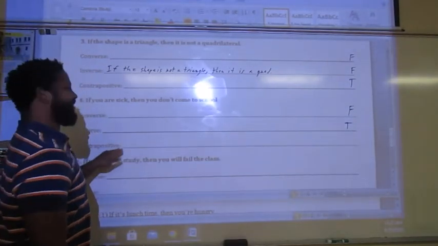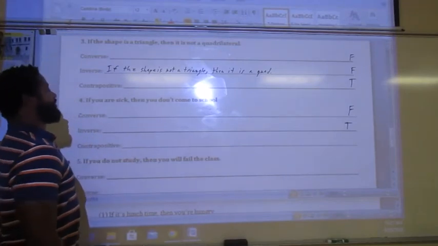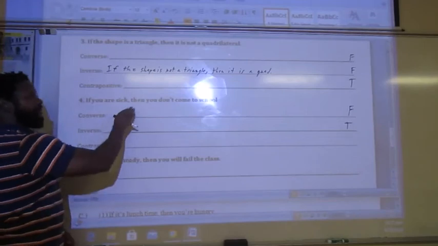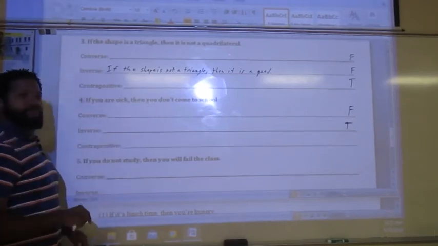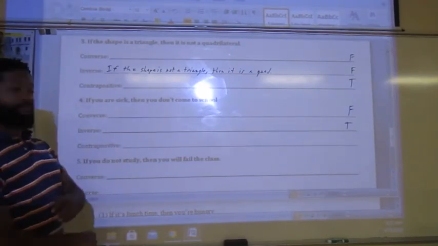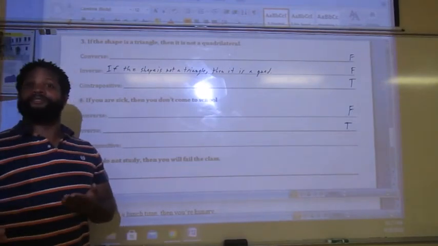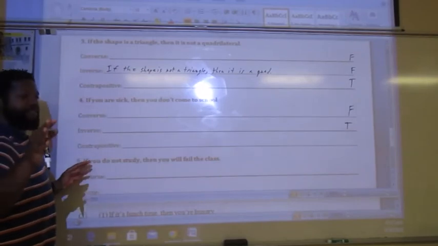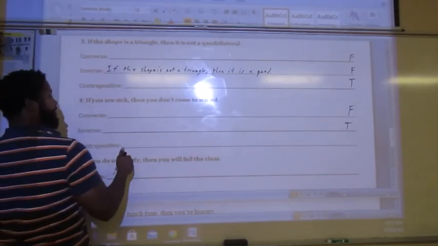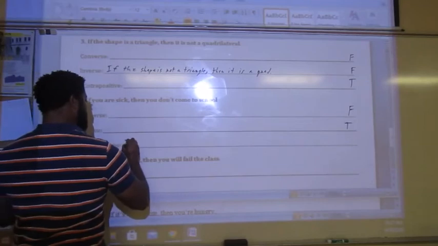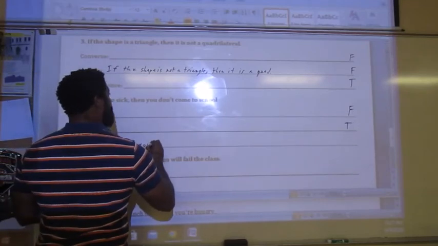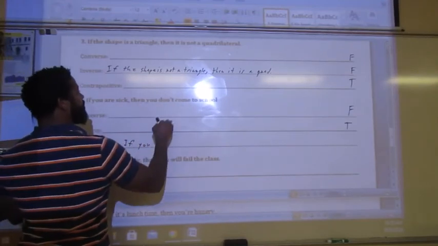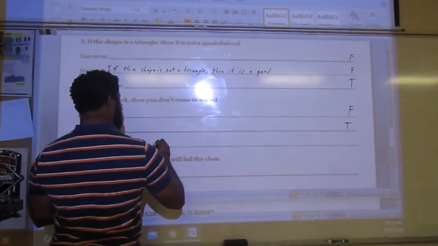Contrapositive. If you are not sick, then you... Wait a minute. If you come to school, then you are not sick. Yeah. Oh, well, duh. True. Yes. I'm confused right now. It's okay. It's technically true. It's best to write it out, and it is true. T for true. If you come to school, then you are not sick.